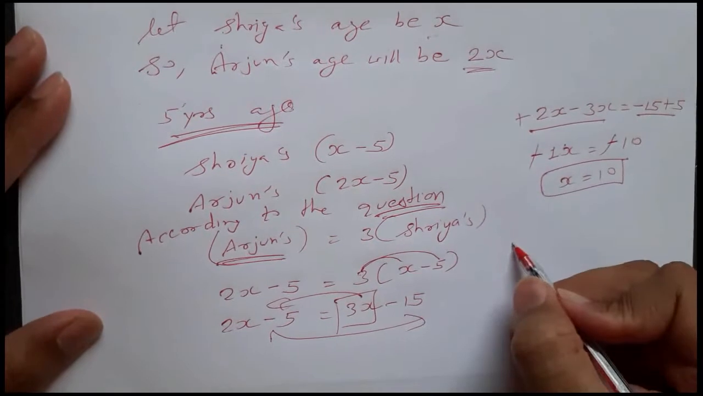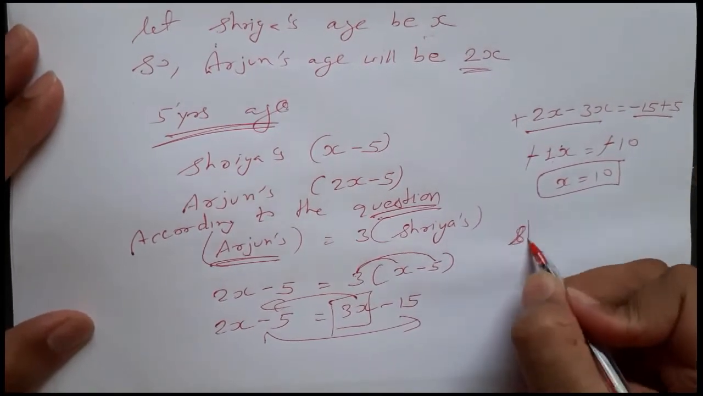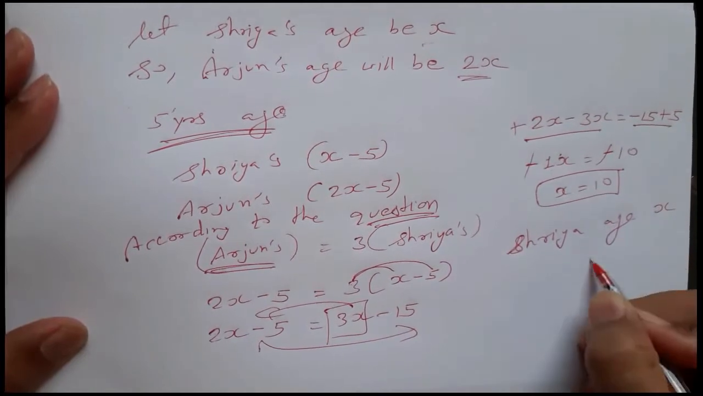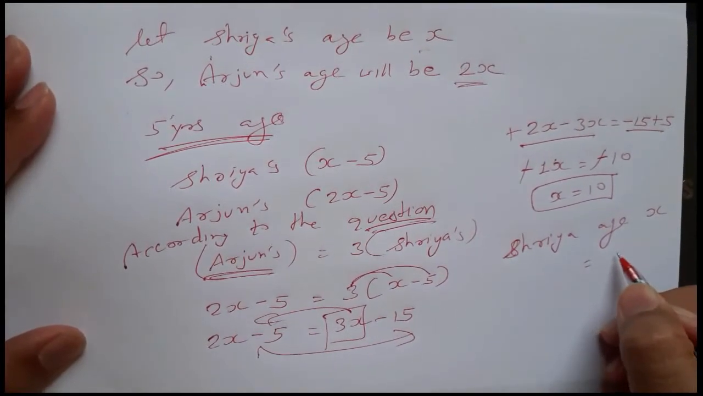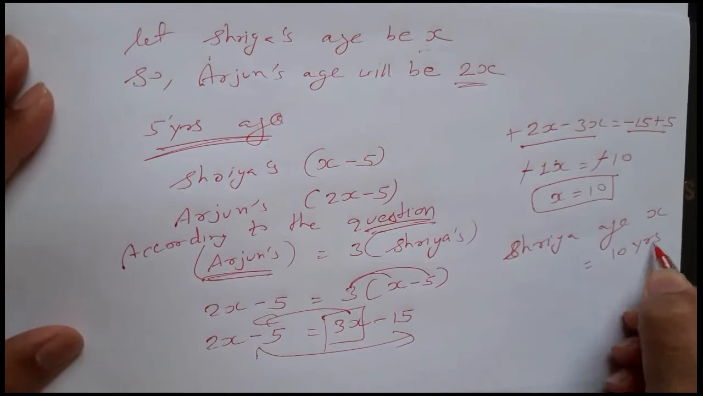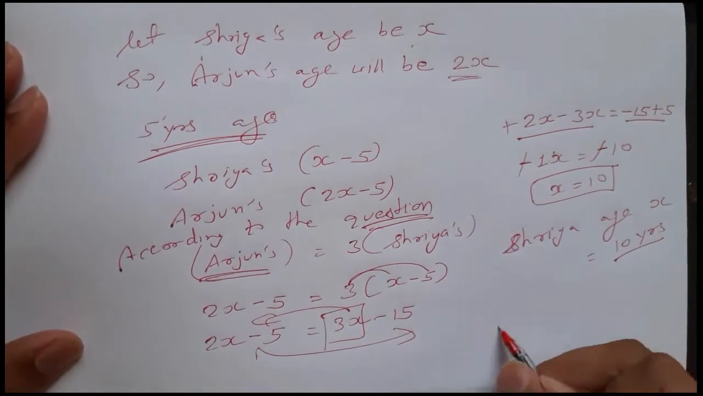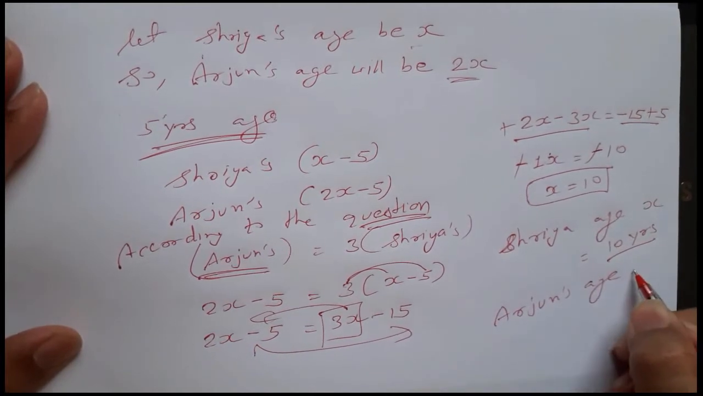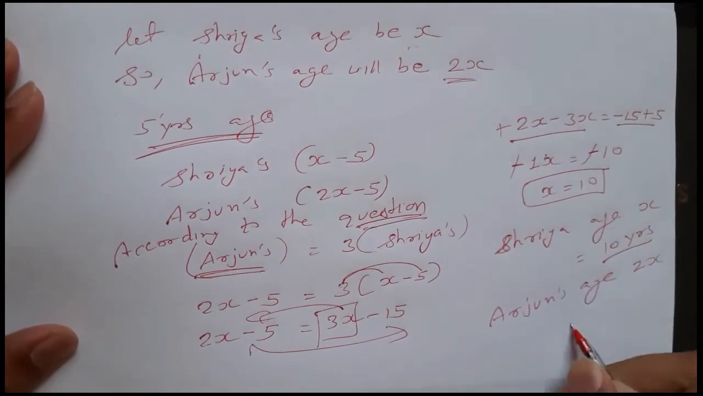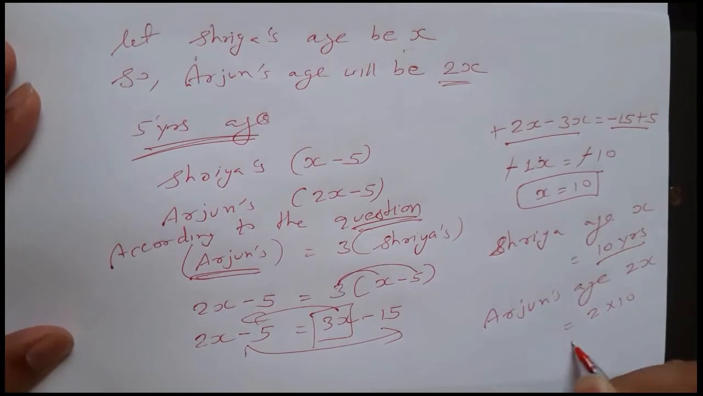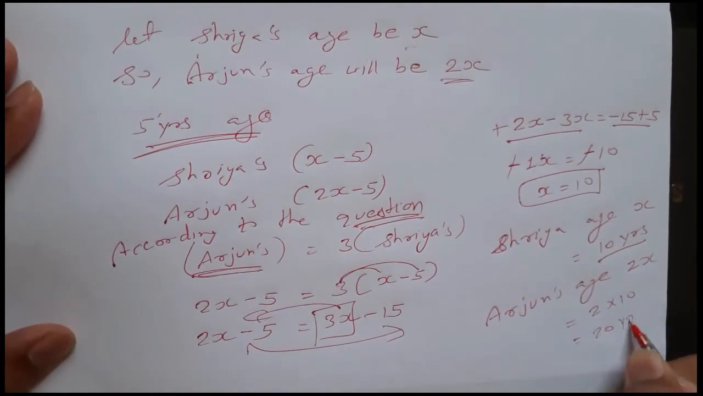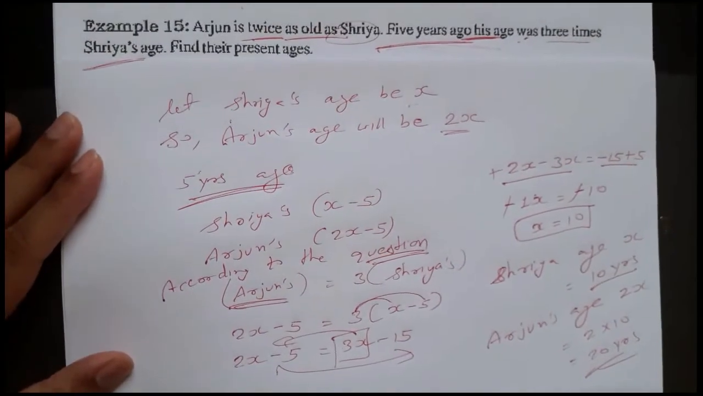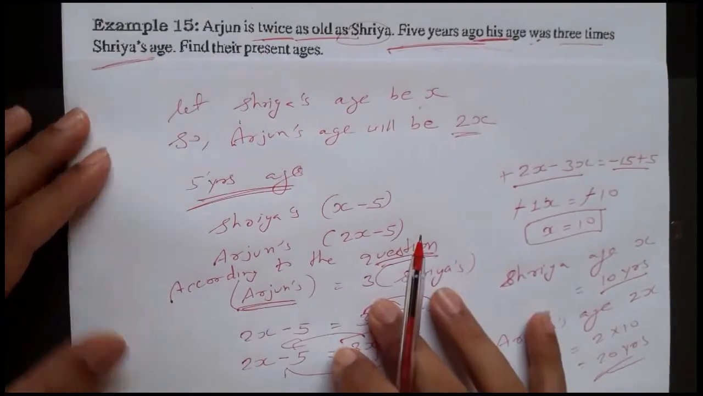So here we had considered Shreya's age x. So her age will be 10 years. And Arjun's age we had considered 2x. So 2 multiplied by 10 will be 20 years. So in this way you have to solve the questions based on age.